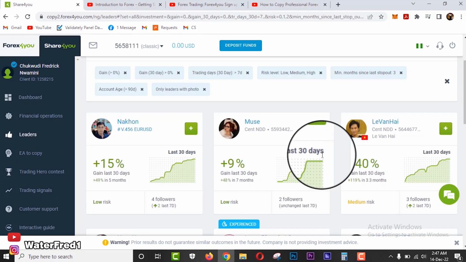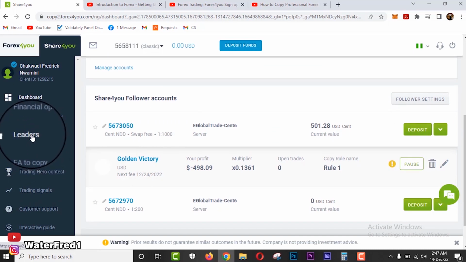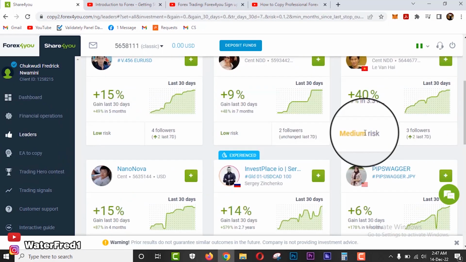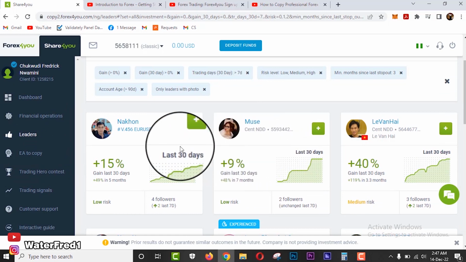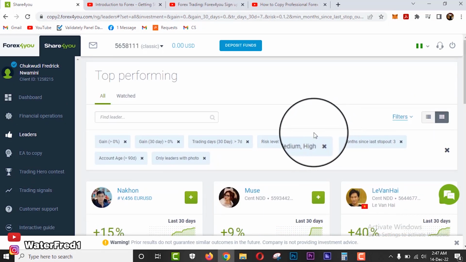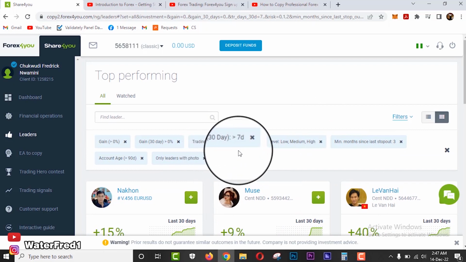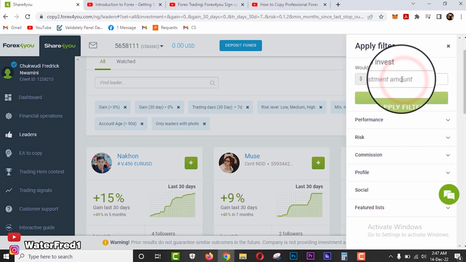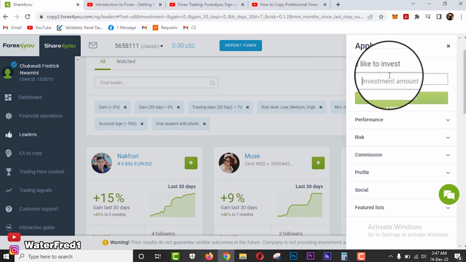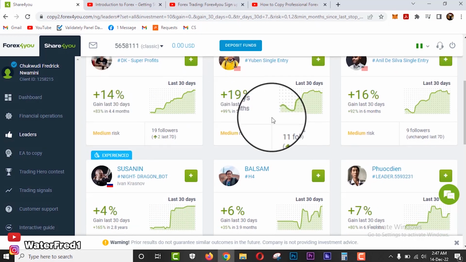Okay, please note that there is no minimum deposit on Forex4You or Share4You. There is no minimum deposit per se, so you can actually deposit or copy trade with any amount of your choice, any amount that you have. If you click on this leaderboard, you can see lots of professional forex traders, and believe you me, each of them has various prices that you can copy. Now if you come to filters, you will see which amount would you like to invest. If you put $10 here and you apply the filter, you can see people that you can copy with $10.